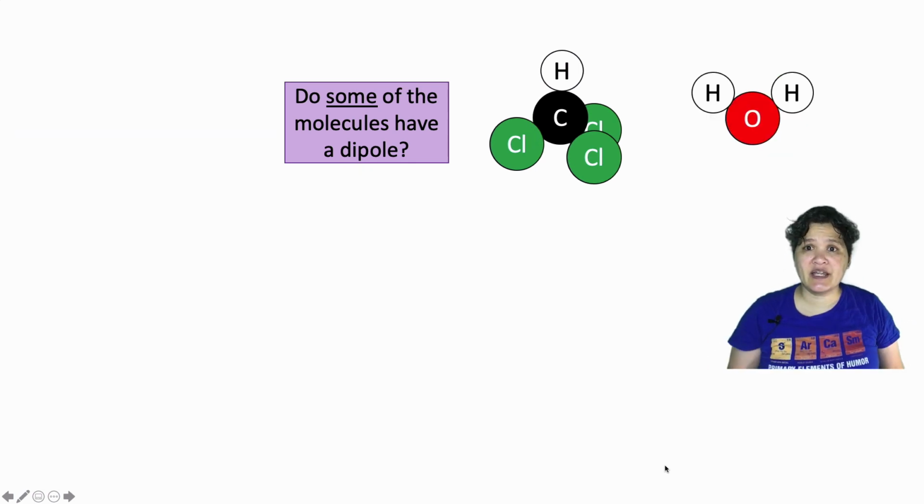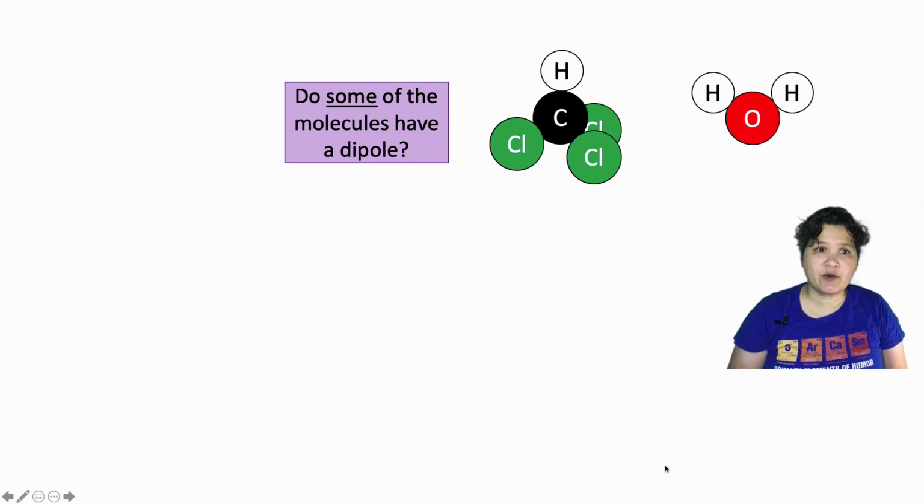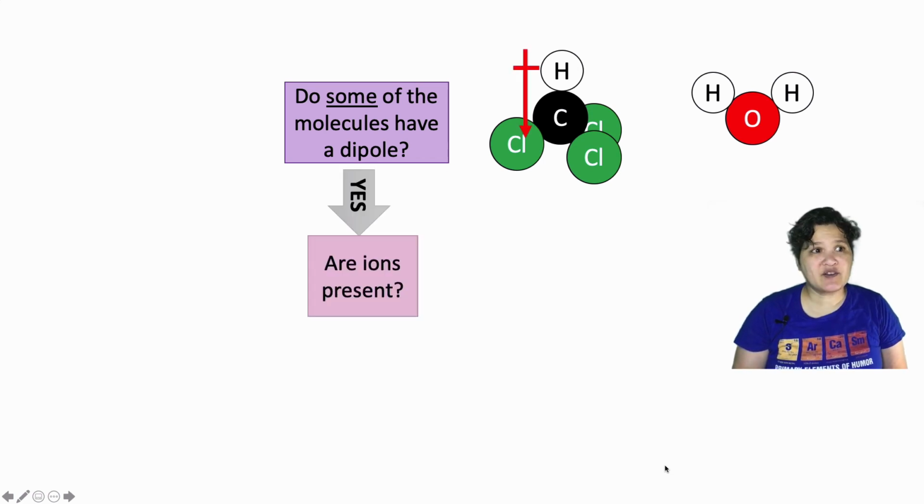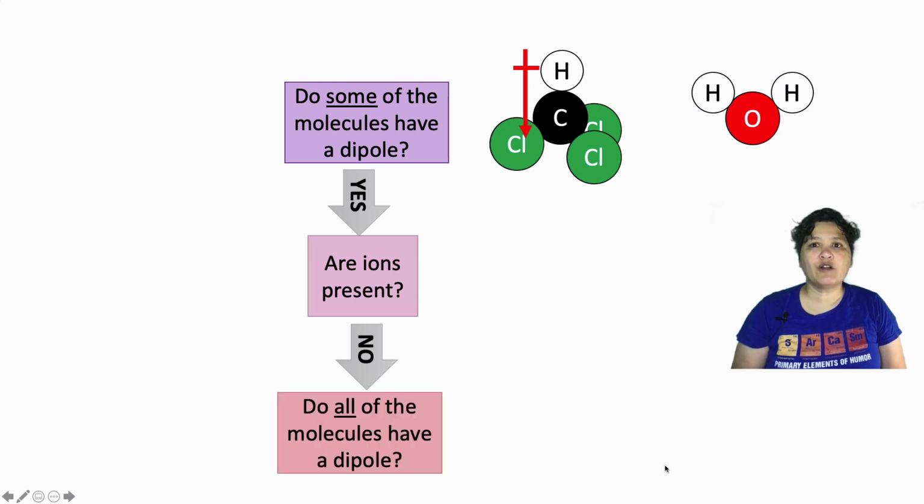Here is another example. Here we've got trichloromethane and water. Do some of these molecules have a dipole? I already said trichloromethane has a dipole, so of course some of them do. Next question, are ions present? None of these are ions, so the answer is no. Do all of the molecules have a dipole? Again, we know that trichloromethane has one. Does water have one? Yes, it looks like that.